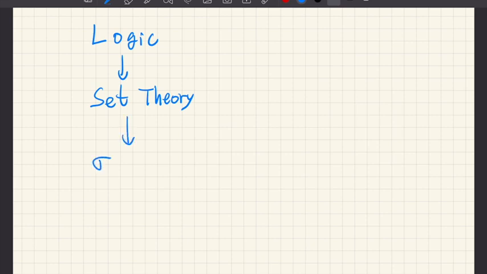Okay. But before introducing random variables, let's review what we have studied so far. First we studied logic, propositional logic. Then based on that, we studied set theory. Then based on that, we defined sigma algebra. And based on that, we define probability measure.